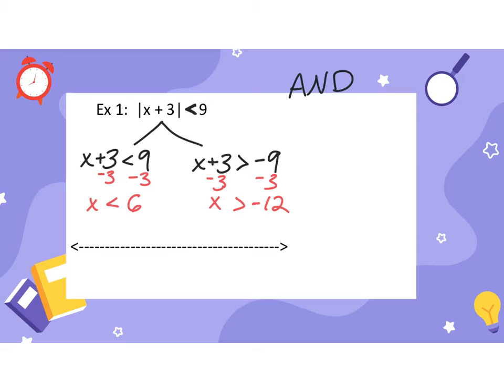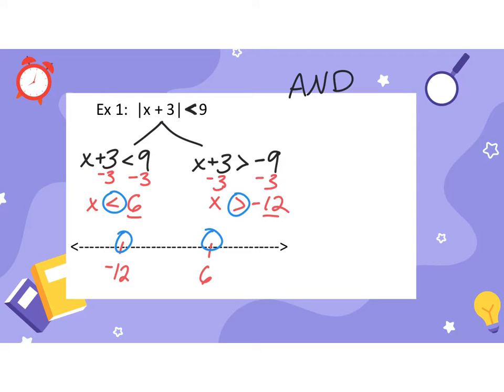And now I'm ready to graph. So I just need to put these two numbers on my number line in order. So negative 12 is going to come first. What kind of dots are these going to have? Well, remember, if it's just a less than and just a greater than sign, then it's just going to be an open dot, okay? Because it's not equal to.